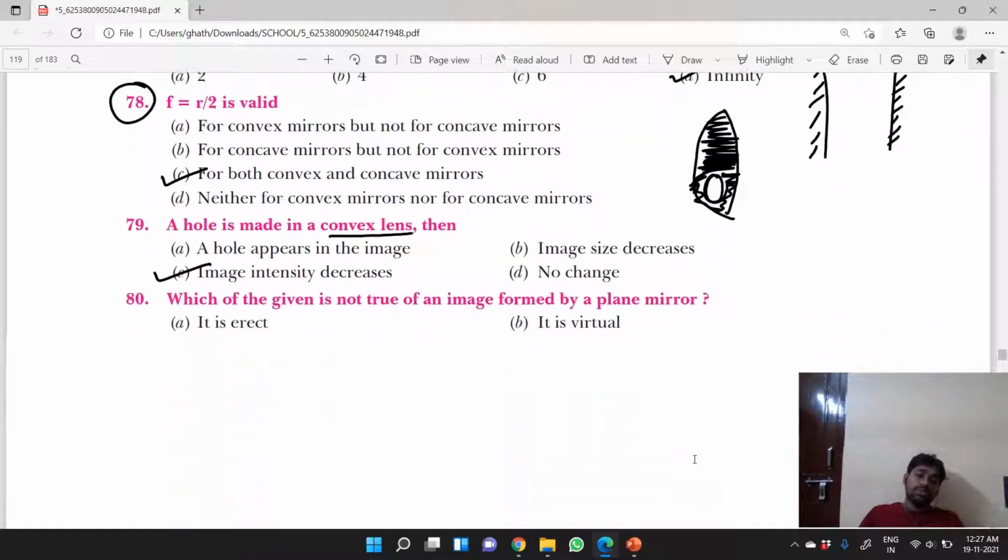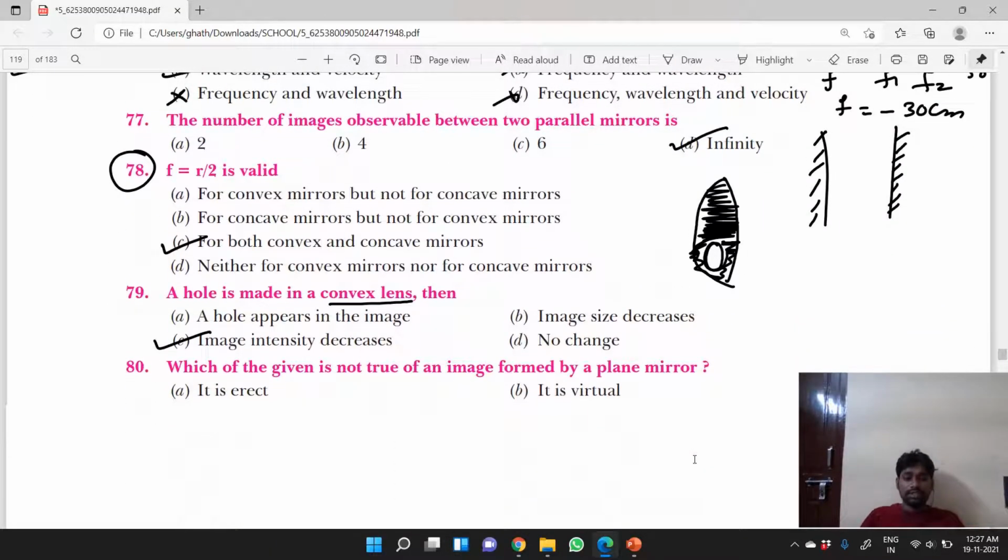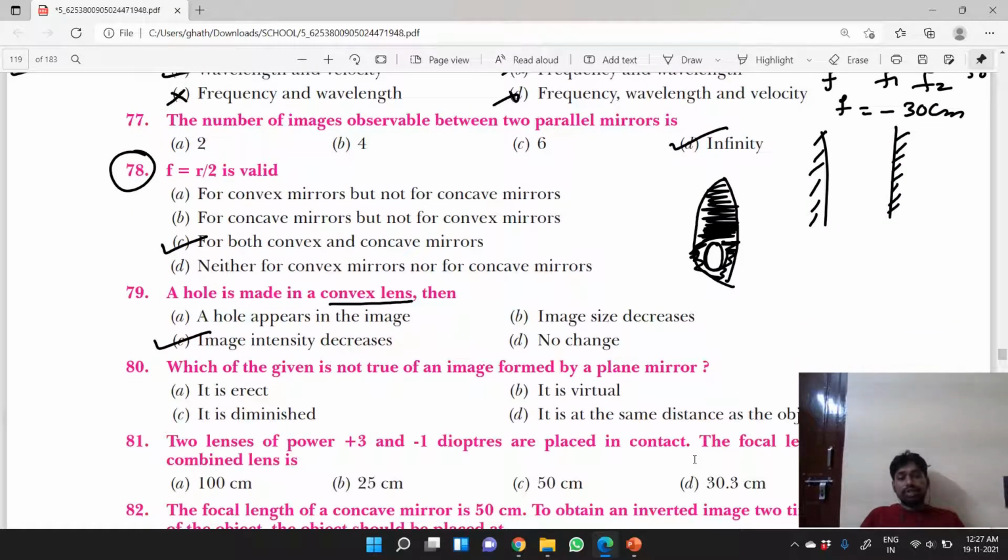In this video, we'll go with the last question. Which of the given is not true of an image formed by the plane mirror? A plane mirror will not form a real image. So up to here, this is in this video. This is the last question. So remaining questions I will discuss in the next video.